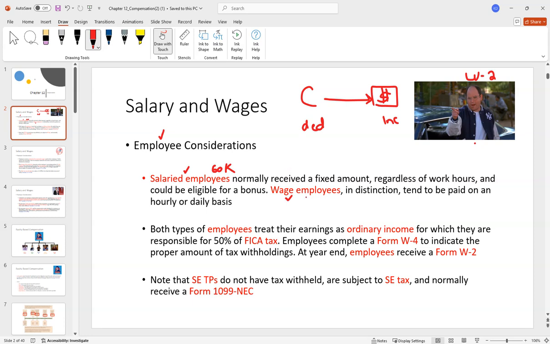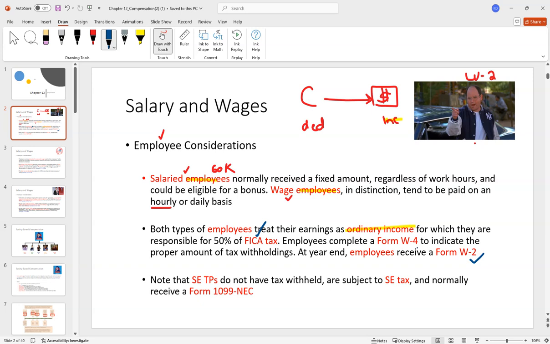Wage employees, in distinction, tend to be paid on an hourly basis. So, we're going to pay you $20 an hour. You work 4 hours, you get $80. Both of them are employees, salaried versus wage. The income they get is ordinary income. It's going to be subject to FICA tax that they kind of split the baby on: the corporation pays half and the employee pays half. And the tax document is a W-2 that they get.